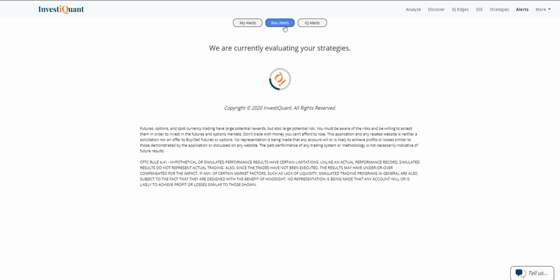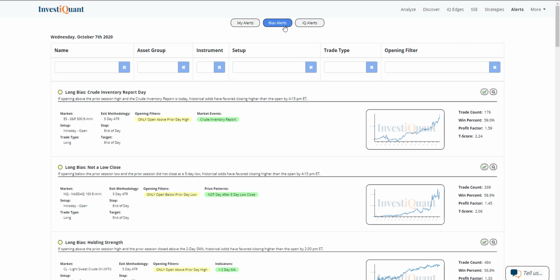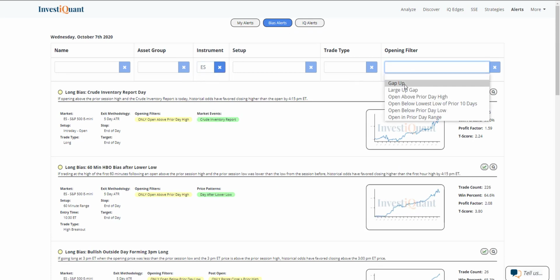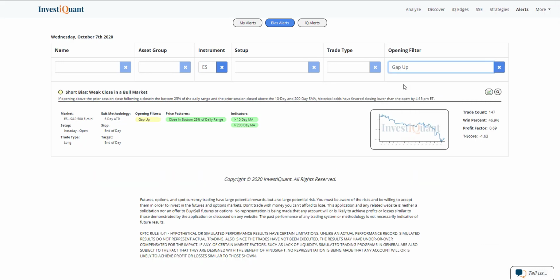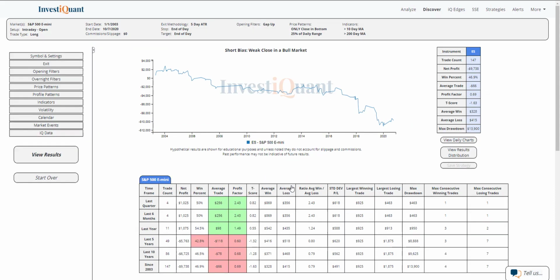But what I want to show you is the bias alerts, and if I come into here, select the ES, and then narrow it down to up gaps, we've got one that is potentially in play here. And it is based upon a weak close in a bullish environment. I'm just going to click on the view strategy backtest to load it into Discover. And you can see the results and the rules up in the header. The rules are based upon gapping up after a close in the bottom 25% of the daily range. And that has taken place in a bullish environment, above a 10, above a 200.